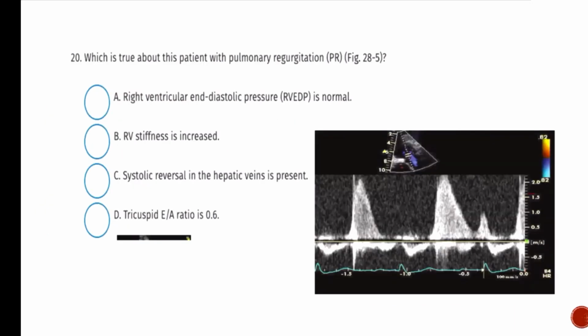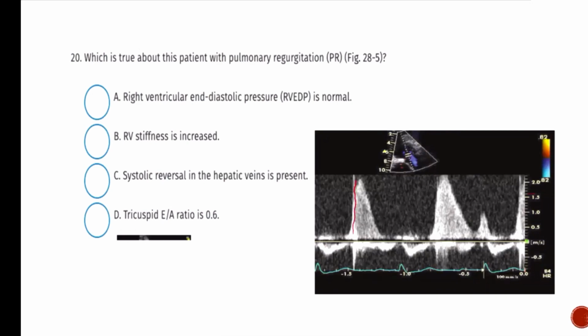Good. Which of the following is true in this patient with pulmonary regurgitation? RV EDP is normal. Right ventricular stiffness is increased. Systolic reversal of the hepatic veins is present, or tricuspid E to A ratio is 0.6. So this is just to get you through understanding what the slopes of the Doppler signal are. Is this a fast slope or a slow slope? Fast slope, right? It's a very high velocity slope.